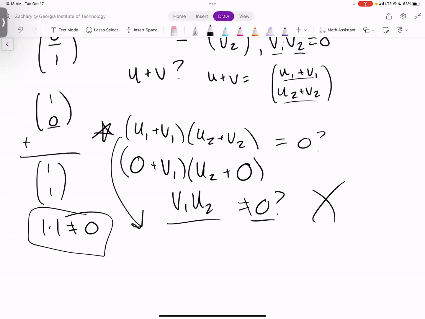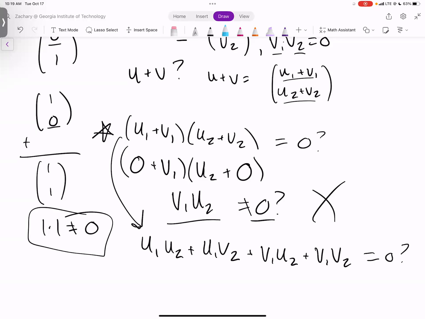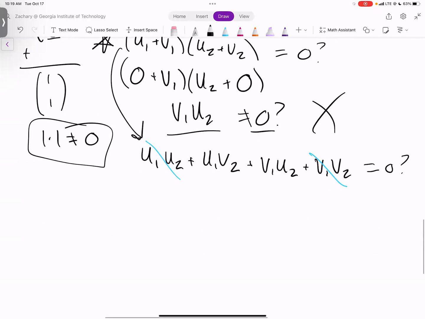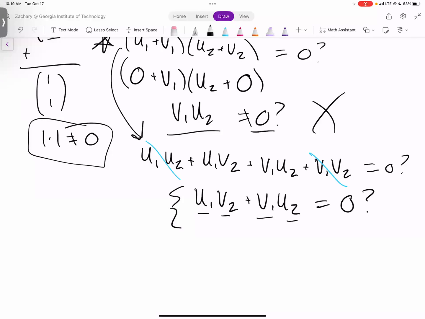Another way you can do this is if you want to FOIL it out, you're going to get u1 u2 plus u1 v2 plus v1 u2 plus v1 v2 equals 0, question mark. And we decided from the get-go that u1 u2 is 0, and v1 v2 is 0. So now, is there a way to pick a u1 and u2 such that one from each pair is 0, but this equation is non-zero? And the answer is yes.